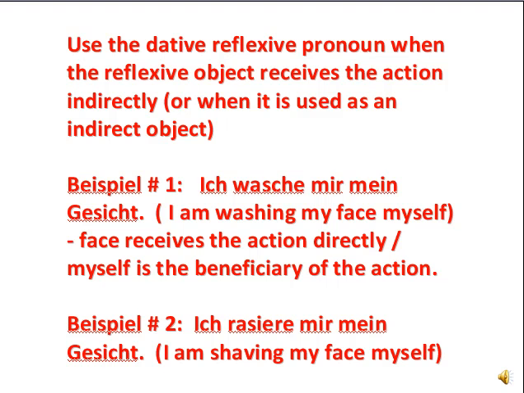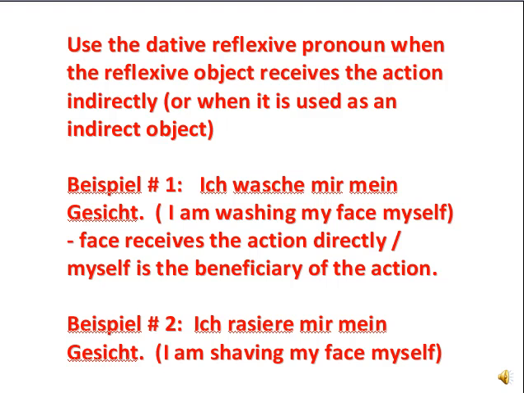Use the dative reflexive pronoun when the reflexive object receives the action indirectly, or when it is used as an indirect object. Beispiel Nummer 1. Ich wasche mir mein Gesicht. I am washing my face myself. Face in this sentence receives the action directly. Myself is the beneficiary of the action. Beispiel Nummer 2. Ich rasiere mir mein Gesicht. I am shaving my face myself.